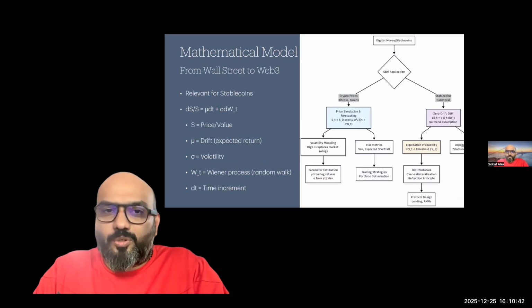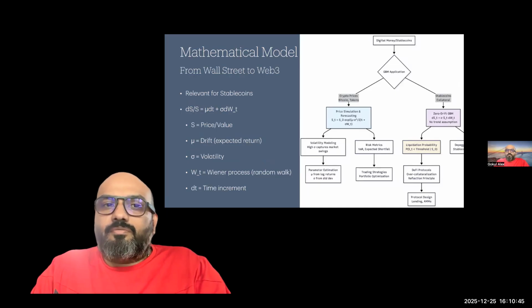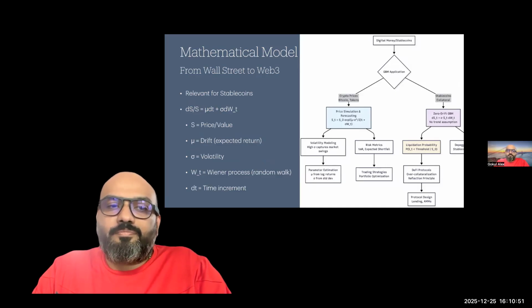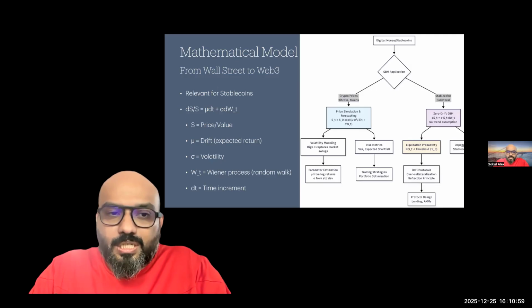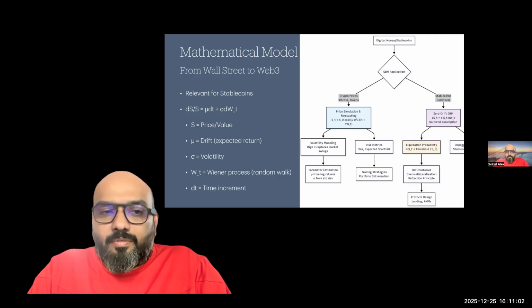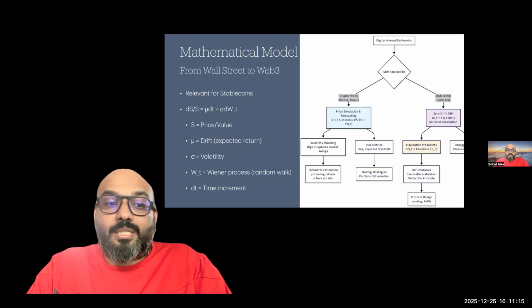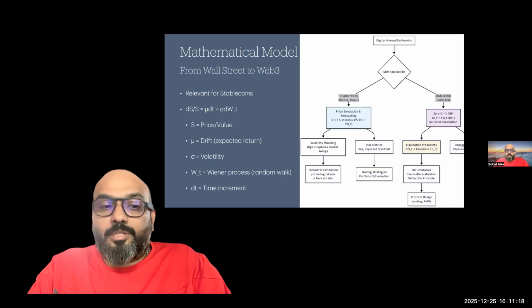Let's look at the mathematical model. When we look at this mathematical model, this equation can be said as the derivative of S equals mu multiplied with the time increment plus the multiplication of sigma with the derivative of the Wiener process component. As we see in this equation, mu is the constant drift we talked about, sigma is the volatility component, and Wt is the Wiener process, the random walk component.